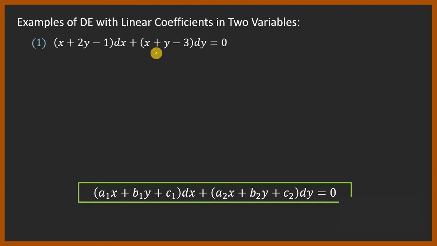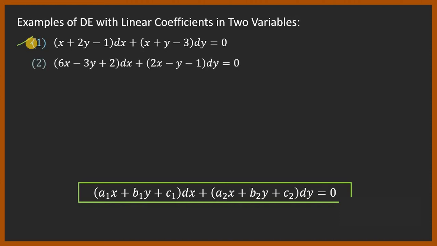Number 1, this part, our M, our a sub 1, following the form below, is equal to 1, and then our b sub 1 is equal to 2, and then our c sub 1 is equal to negative 1. So, we follow the form from earlier. Then, here in our N, our a sub 2 is 1, our b sub 2 is also positive 1, and our c sub 2 is negative 3 dy. So, this is a differential equation with linear coefficients in two variables.